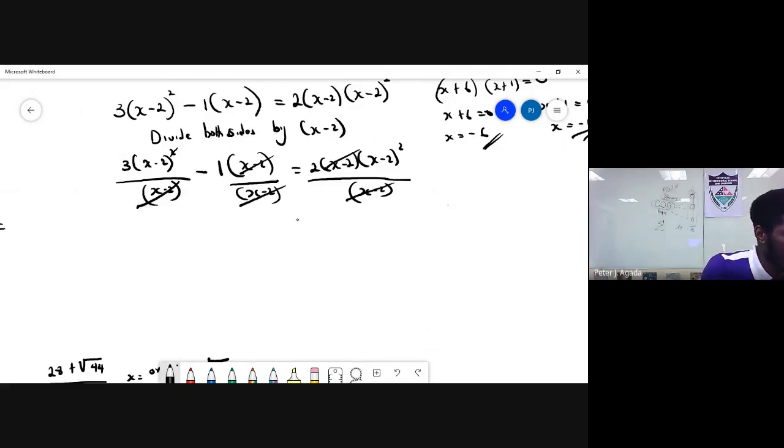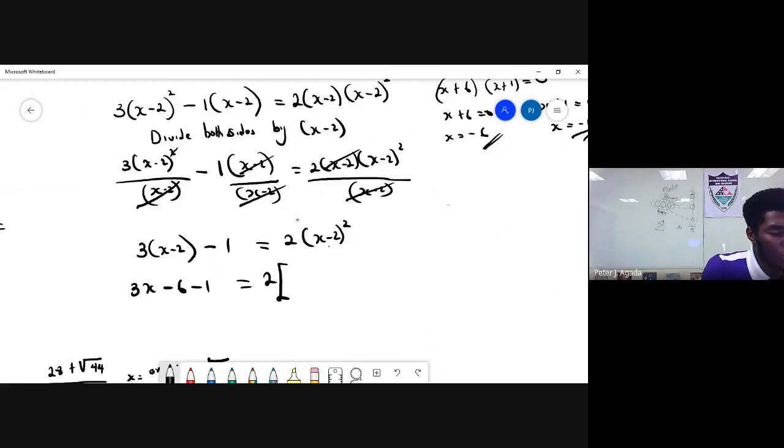We can have now what's left: 3 times x minus 2, minus 1, is equal to 2 times x minus 2 times x minus 2. So this is what we have left. So let's expand this equation. So we can have 3x minus 6 minus 1 is equal to, let's expand this one here, 2, I'll open my big parenthesis, smaller one, x minus 2 and x minus 2.